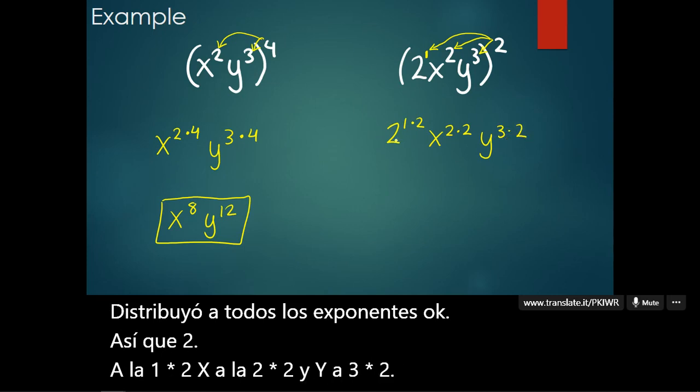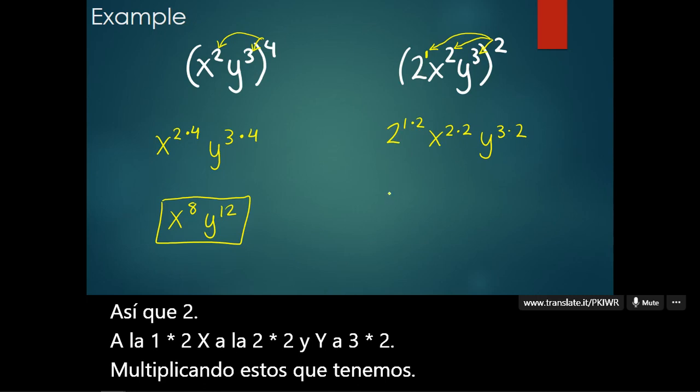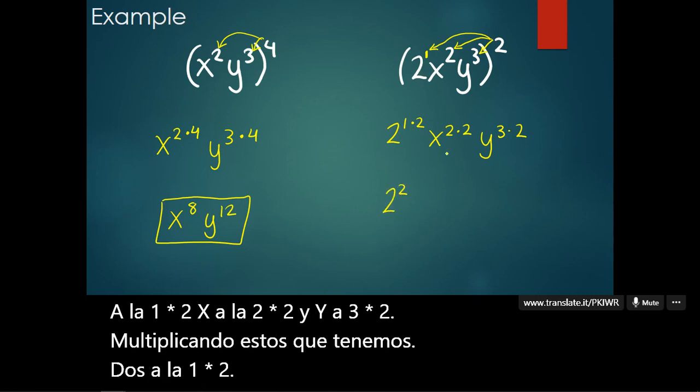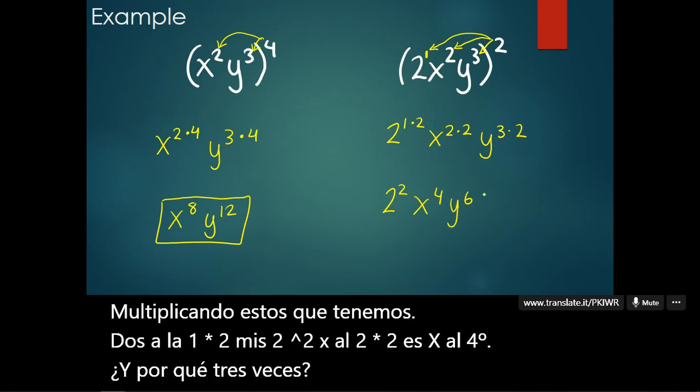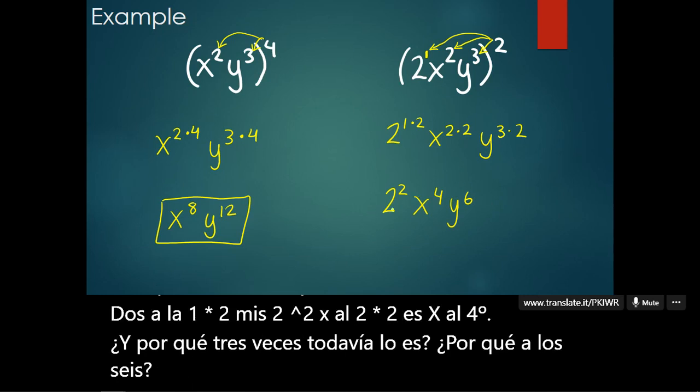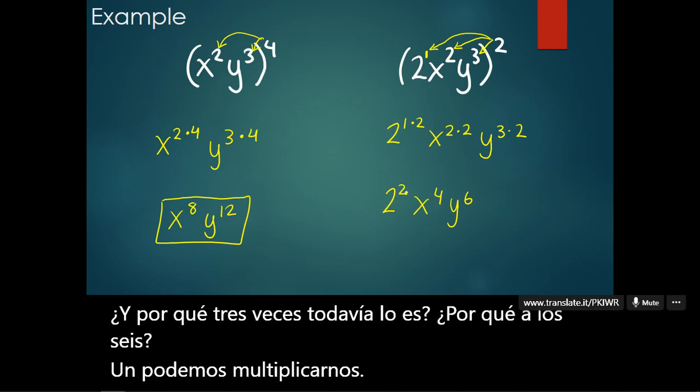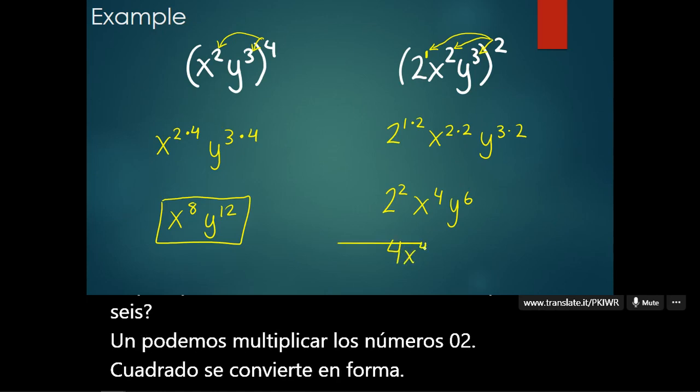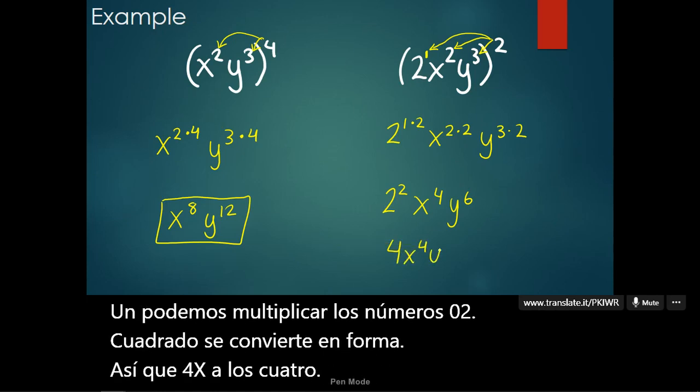Multiplying these out, we have 2 to the 1 times 2 is 2 squared. x to the 2 times 2 is x to the 4th. And y to the 3 times 2 is y to the 6th. And we can multiply out the numbers. So 2 squared becomes 4. So 4x to the 4, y to the 6.